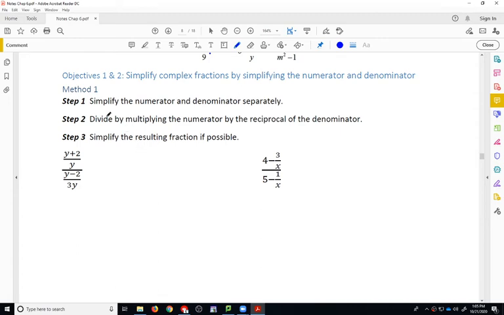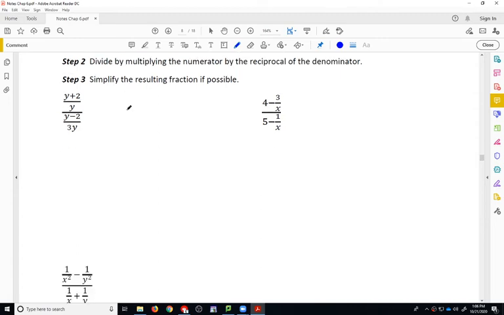So method 1 is the way that I think it's kind of designed to do. This is the method that's going to take everything that you've learned in the course so far and apply it. So what you're going to do is simplify the numerator and the denominator separately, and you're going to divide by multiplying the numerator by the reciprocal of the denominator and simplifying. That's going to mean nothing to you right now. So I'm going to show you what that means.